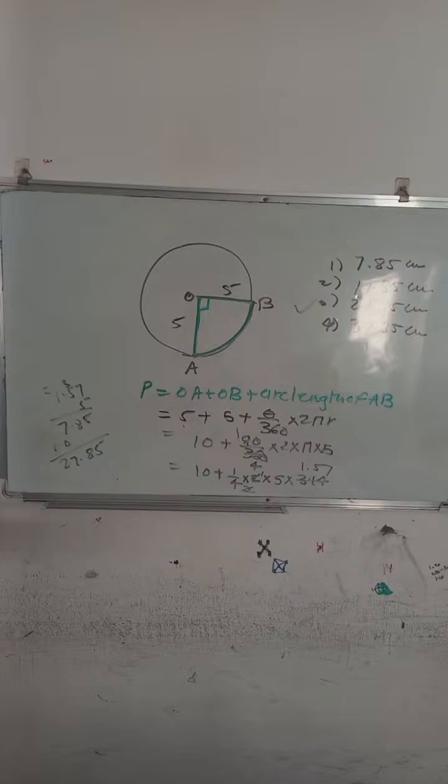You should know the formula for arc length. That is theta by 360 into 2 pi r. Many are taking 1 by 4 into 2 pi r. That is also correct, because they mentioned here quadrant. Quadrant means here the angle value should be 90.